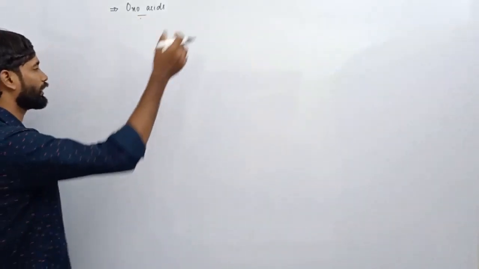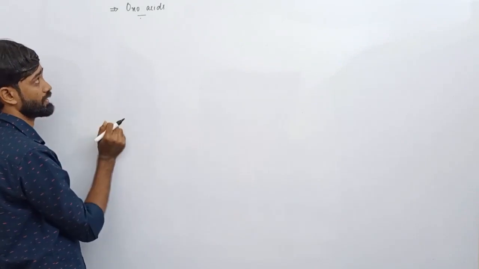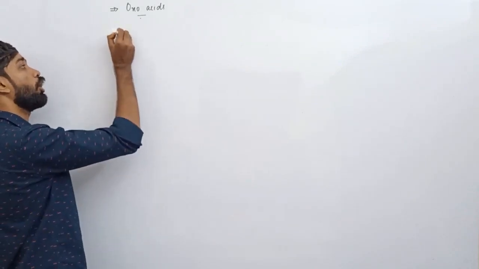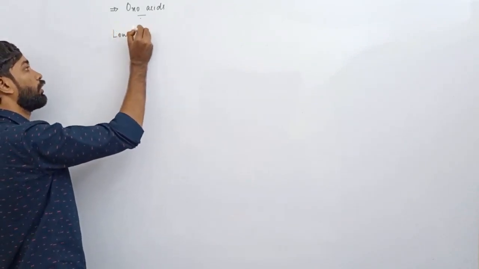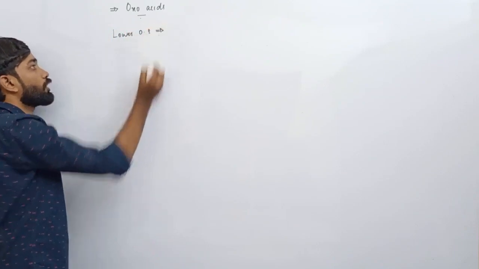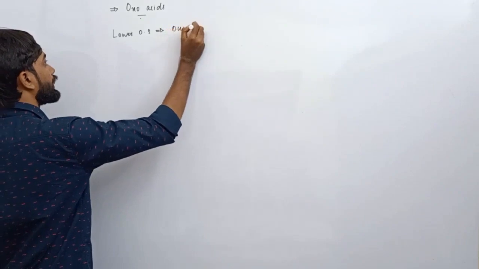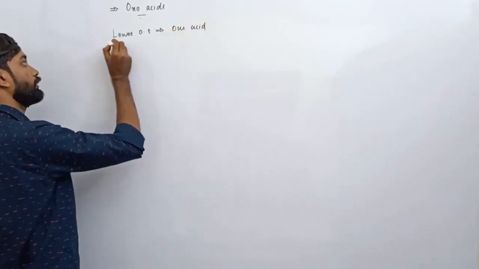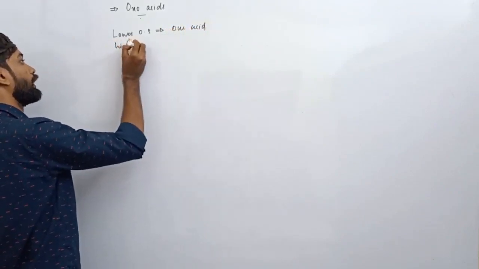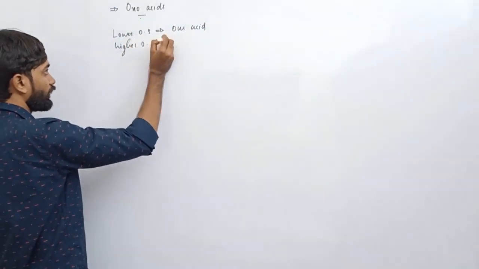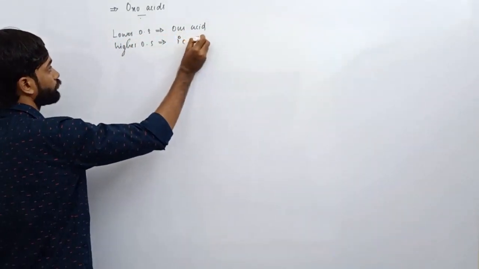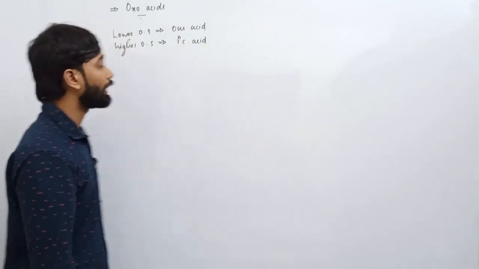So the concept of nomenclature based on oxidation state applies in oxo acids. That means an oxo acid with the lower oxidation state ends with "ous" acid, whereas an oxo acid with the higher oxidation state ends with "ic" acid. Ready? I'll give you an example.